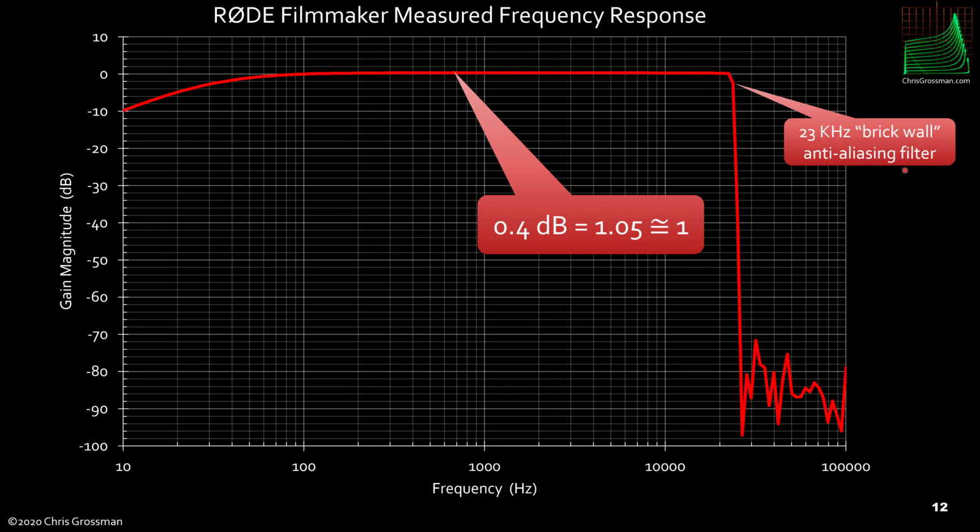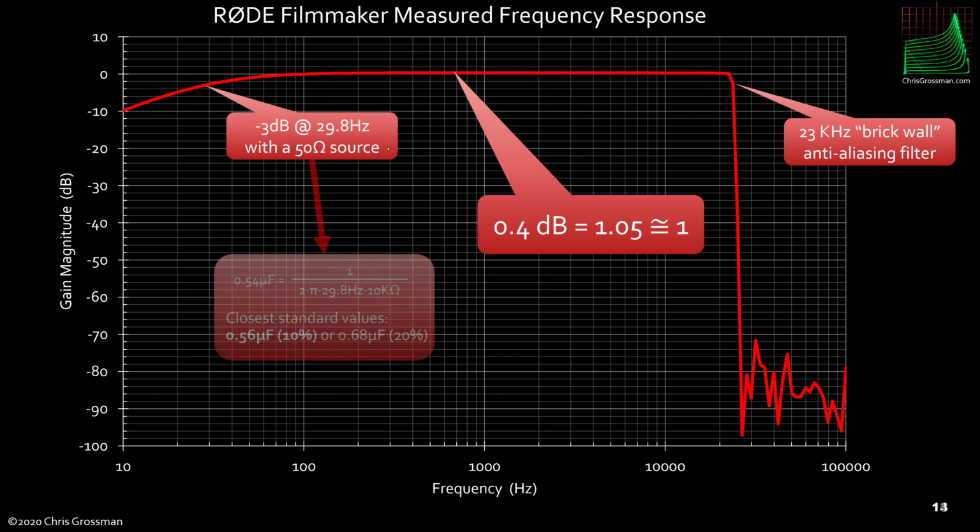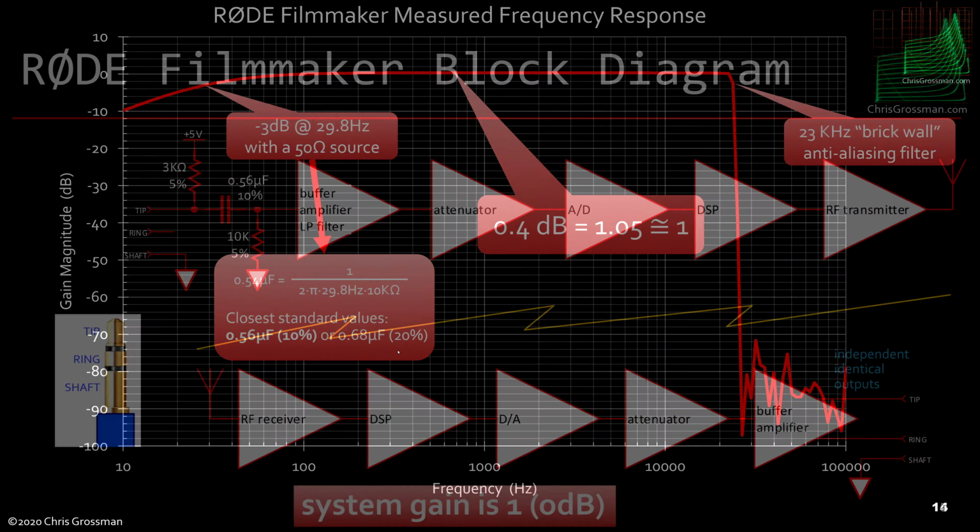There's a 23 kilohertz brick wall anti-aliasing filter, and then the low frequency 3 dB point I got was 29.8 hertz. Now from this low frequency 3 dB point, and knowing that the input impedance is about 10k, we can get what that capacitor is. And I calculate 0.54 microfarads. Now the closest standard value is 0.56 microfarads. So we'll call it that.